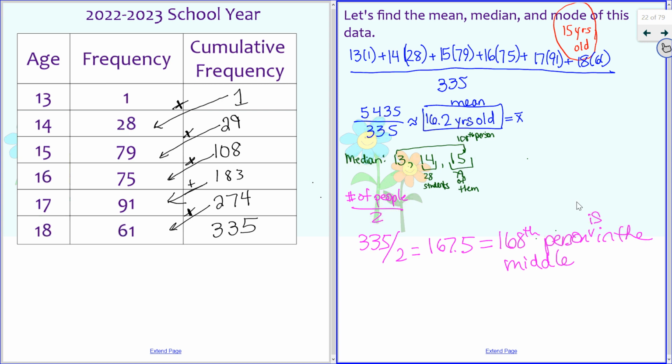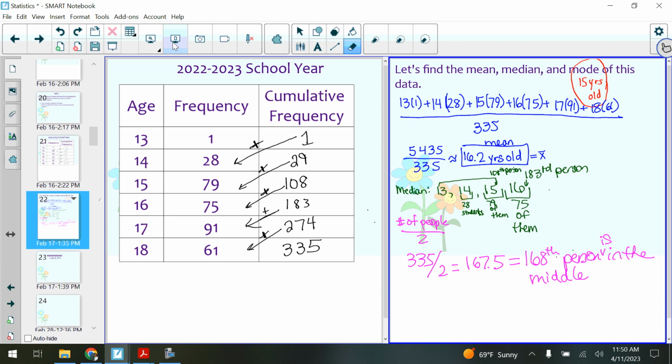Now if I go to the 16-year-olds, there are 75 of them. Looking at my cumulative frequency diagram, that takes me to my 183rd person. I know that from my cumulative frequency right here. Now I'm going to go full screen on the screen on my right so I can see it a little bit better.